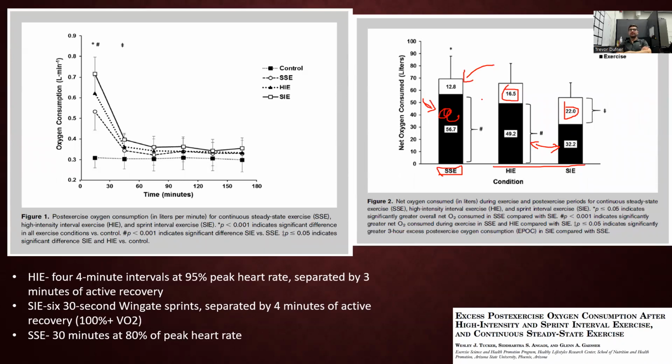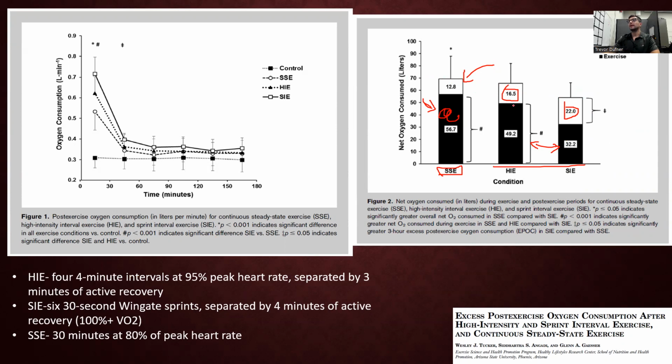Sustained running. So that's what I should be doing. I should be doing sustained running to utilize more oxygen. The thing to keep in mind here is that you have 4 4-minute intervals. So you're really only working out for 16 minutes here, but you're getting relatively close to the same amount of overall oxygen consumption, about 55 to 70.